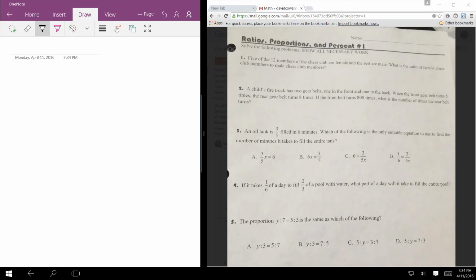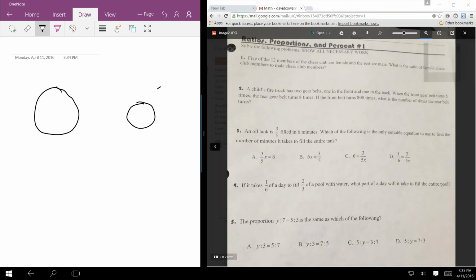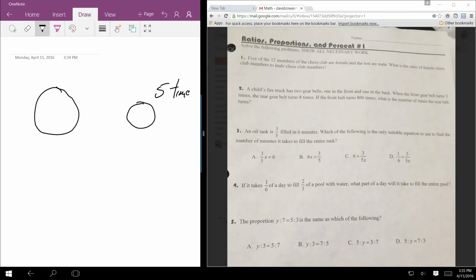Number 2. A child's fire truck has 2 gear belts, one in front and one in back. Okay, I'm going to draw one like that, one like that. Small one's in the front. Well, we don't know that actually. When the front gear belt turns 5 times, the rear one turns 8 times. So first of all, that tells me that I drew it wrong.